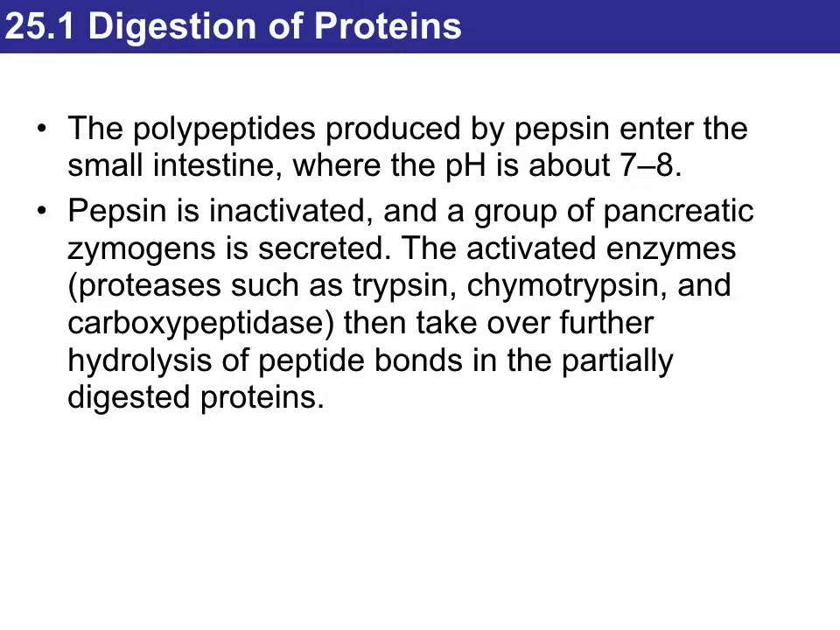And then you have enzymes that are secreted by the pancreas. Those are zymogens. And those protease enzymes, such as trypsin, chymotrypsin, and carboxypeptidase, can help to further hydrolyze the peptide bonds in the protein that is so far only partially digested.